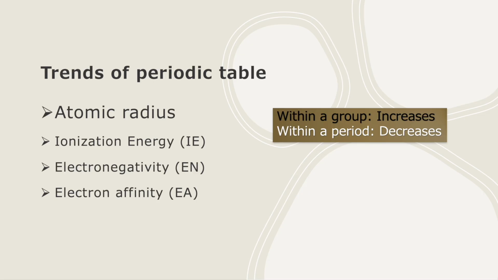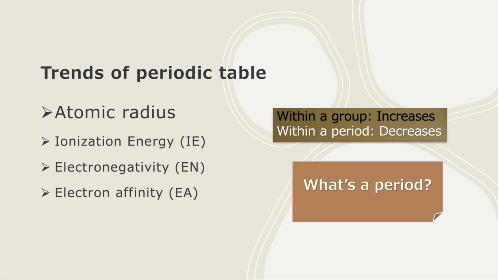A period is a horizontal row in the periodic table, and as I said, we have 7 periods in total. Now, in each period, moving left to right, elements gain 1 more electron in their outer shell. The number of electron shells, or energy levels, stays the same within a period. For example, period 2 elements, lithium, beryllium, boron, carbon, and so on, all have 2 electron shells, okay? Also, their atomic number increases, so each element has 1 more proton than the previous element.